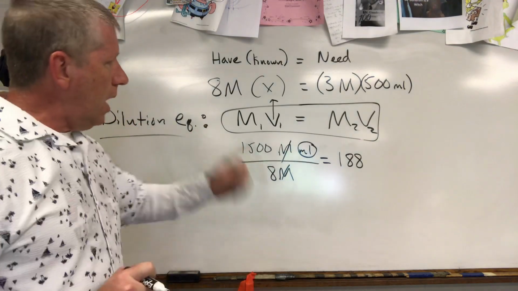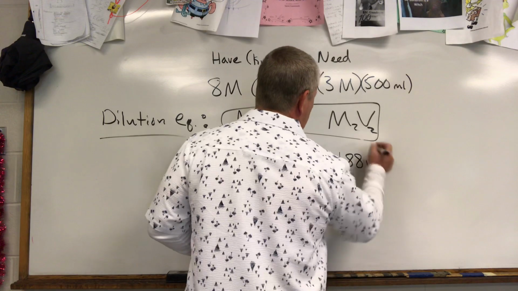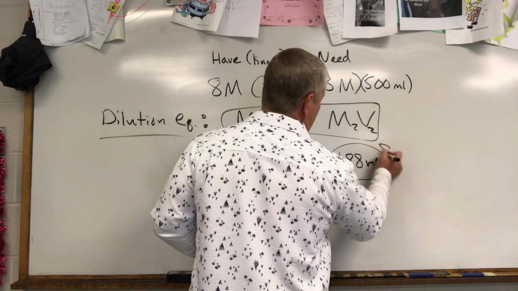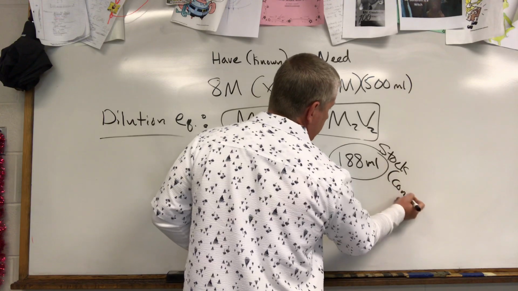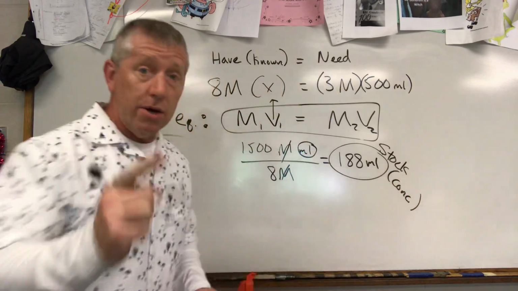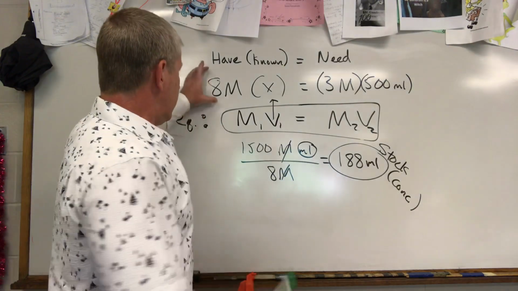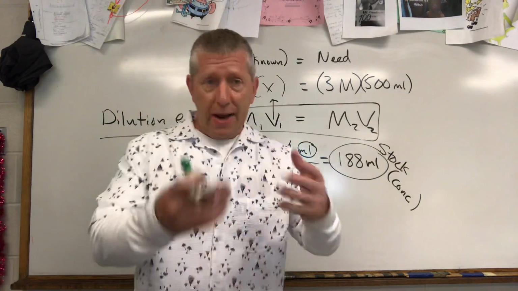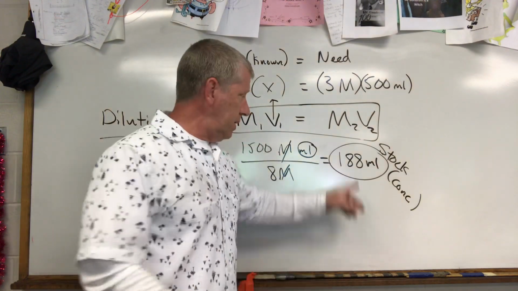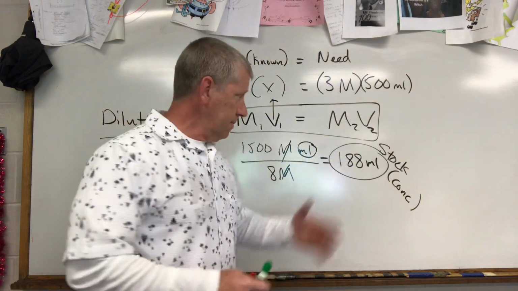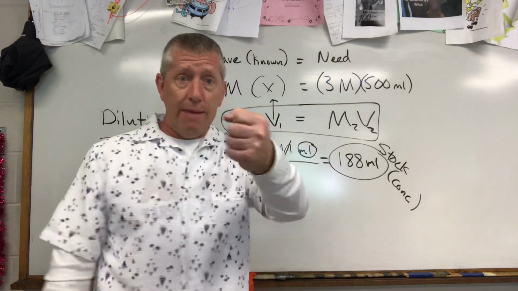So I'm going to need 188. You ready? 188 milliliters of the stock, or the concentrated solution. So I go back to my chemical cabinet, I grab the concentrated 8 molar, maybe it's an acid, and I pour out, carefully, 188 milliliters. Here's a large graduated cylinder. I pour it out, I got my 188 milliliters.